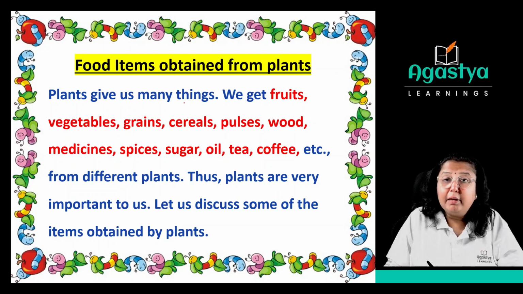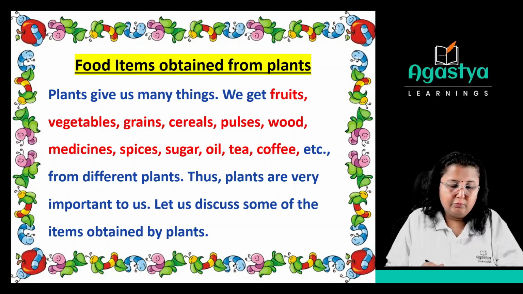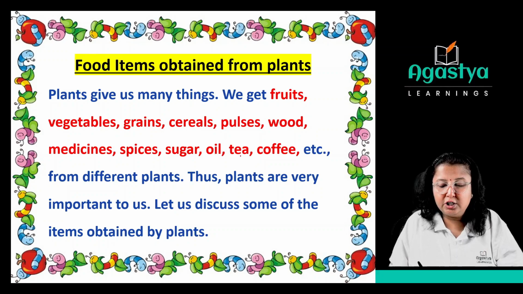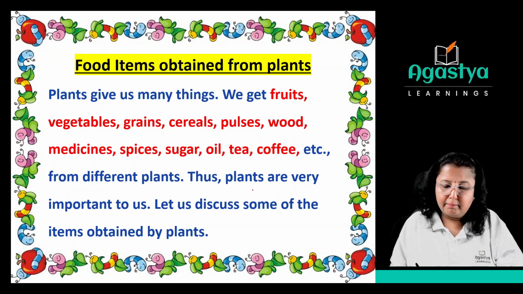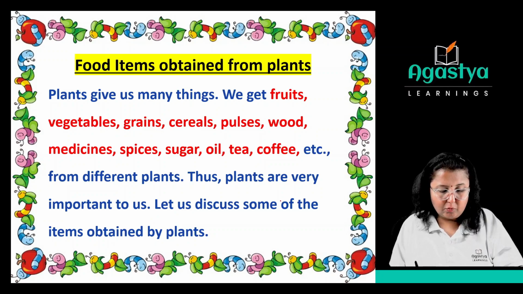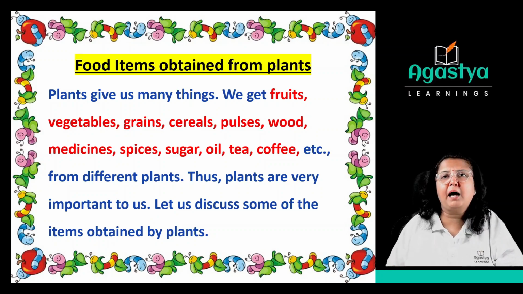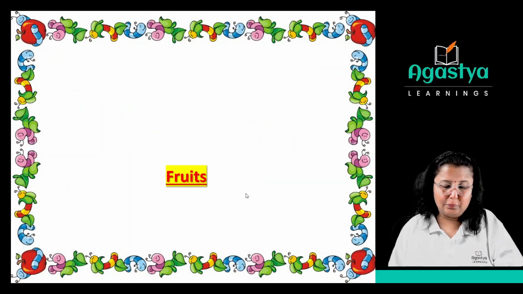Plants give us many things. We get fruits, vegetables, grains, cereals, pulses, wood, medicine, spices, sugar, oil, tea, coffee, and so many things from different parts of the plant. Thus, plants are very important to us. So, let us discuss some of the items obtained from plants in detail. Are you ready for this? Let's go. Let's see first about the fruits.